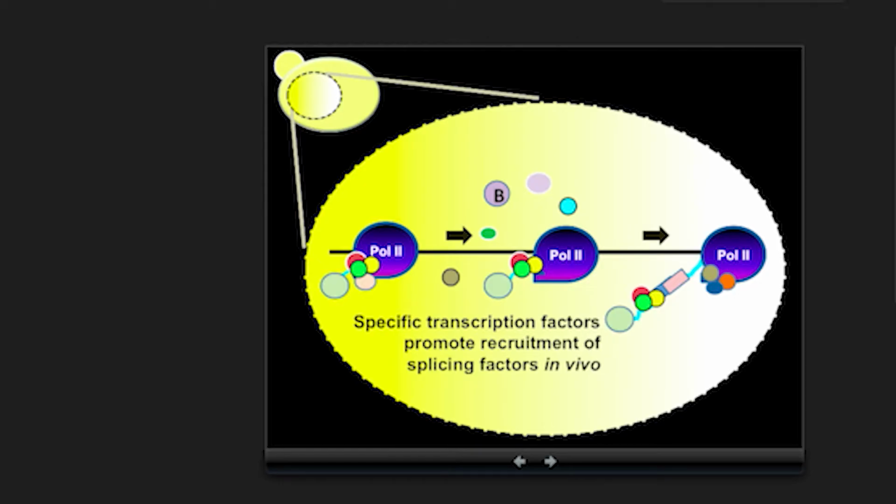So here is another way that you can drill home the message you want to tell the audience. Use a little bit of animation, a little bit of high-end animation. I said, well, during transcription and splicing, the transcription and splicing are coupled, so that when RNA polymerase II is migrating, it will continue to build some platform to recruit the splicing factor, the purple ball, onto it. Okay, simple animation. But that drives it home.